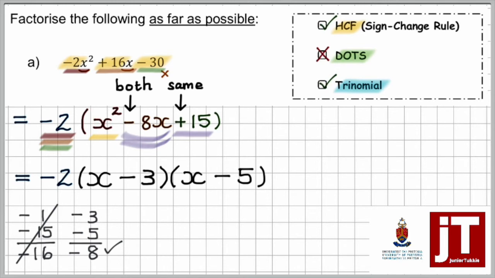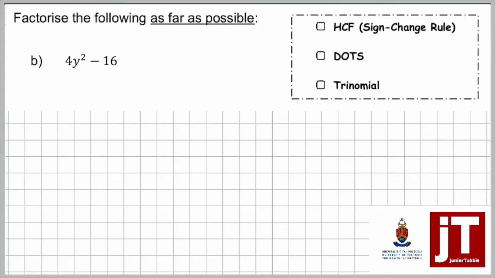It's very important that we don't just stop here. We need to go back to the highest common factor, difference of two squares, trinomials, to see if we can identify any of those again. But there are none of these, and we can't factorize any further, which means that we have completed this problem and factorized completely. Question B requires us to factorize 4y squared minus 16.